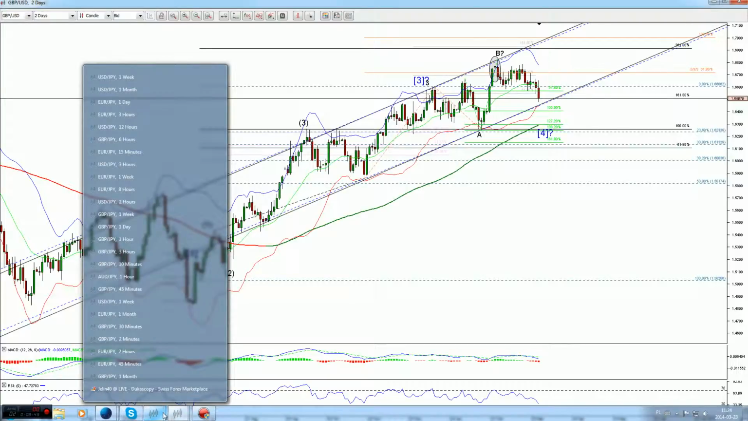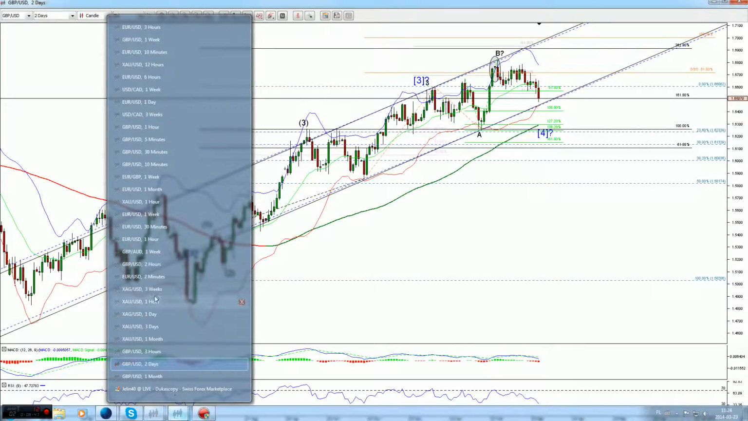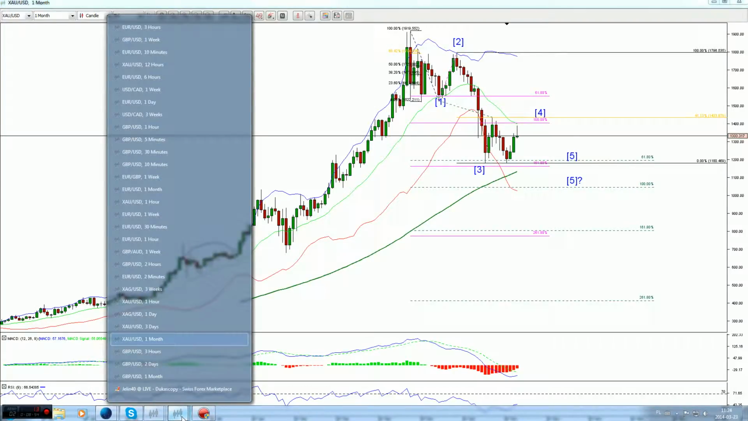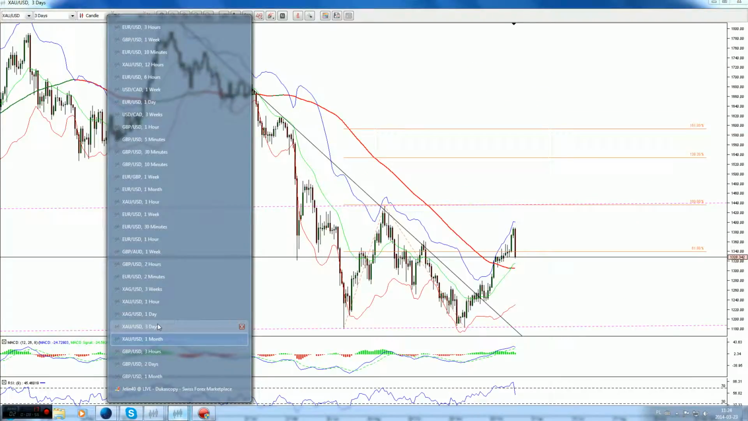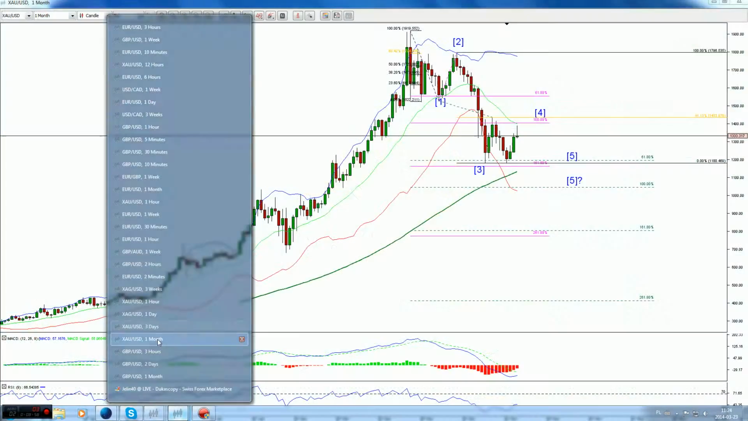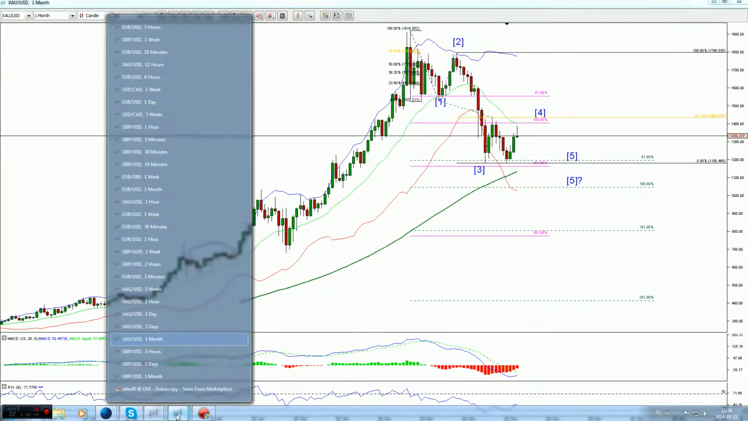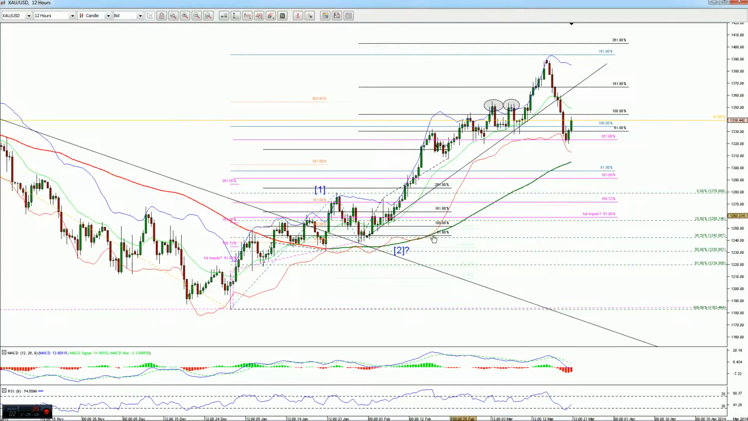And let's have a look at the gold market, on the monthly chart. I haven't changed anything regarding gold. My scenario was saying that there's an A, B, C, and the final fifth to the downside. And this is pretty much what is happening on this 12-hour chart, which I was talking about last week.